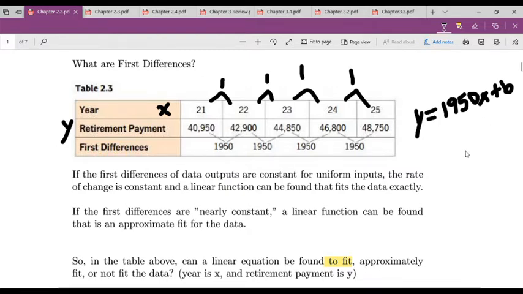You should be able to do that. Now, instead of doing that, you can do that on the side. You can figure out what that B is by hand. Be my guest, please do that. But what I'm going to do next is show you how to find it on the calculator. So what you're going to need is this list here, the 21, 22, 23, 24, 25, and the 40,950, 42,900, and so on and so forth, so that we can put it in our calculator. So let me bring up the calculator real quick.